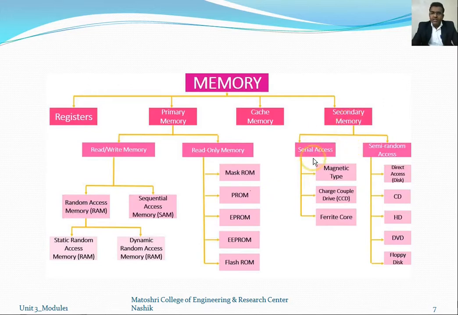Secondary memory is classified as serial access and semi-random access. Serial access is classified as the magnetic type, charge coupled type (CCD) or ferrite core related. And semi-random access is the direct access, nothing but a disk, CD, HD, DVD or floppy. This is the old kind of memory we utilize as secondary memory. So this is all about the classifications. We are mainly concentrating on RAM and ROM during this unit.